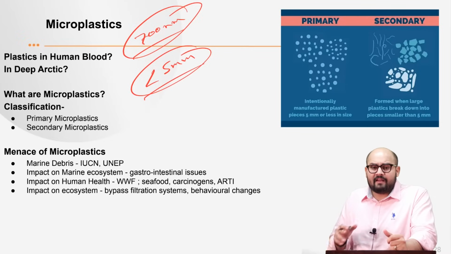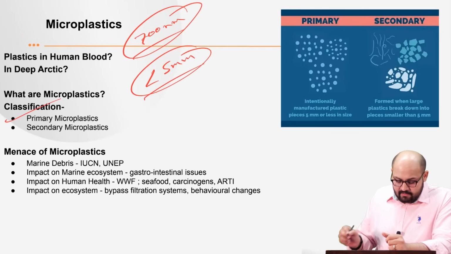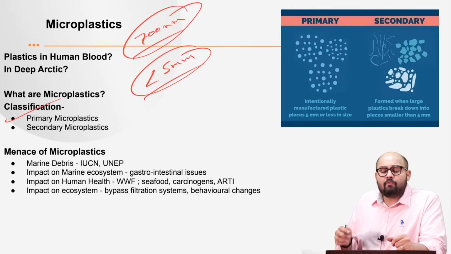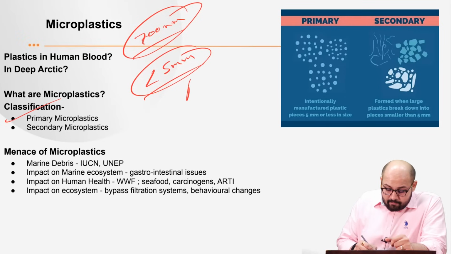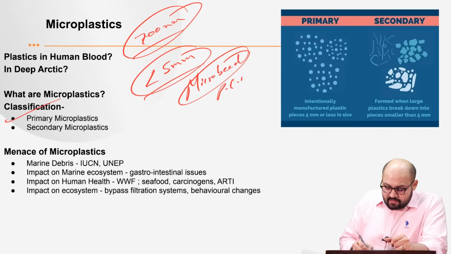Now, these are classified in 2 ways. The first is primary microplastics. What it means is that they are directly released into the environment. For example, you have got microbeads in personal care products.